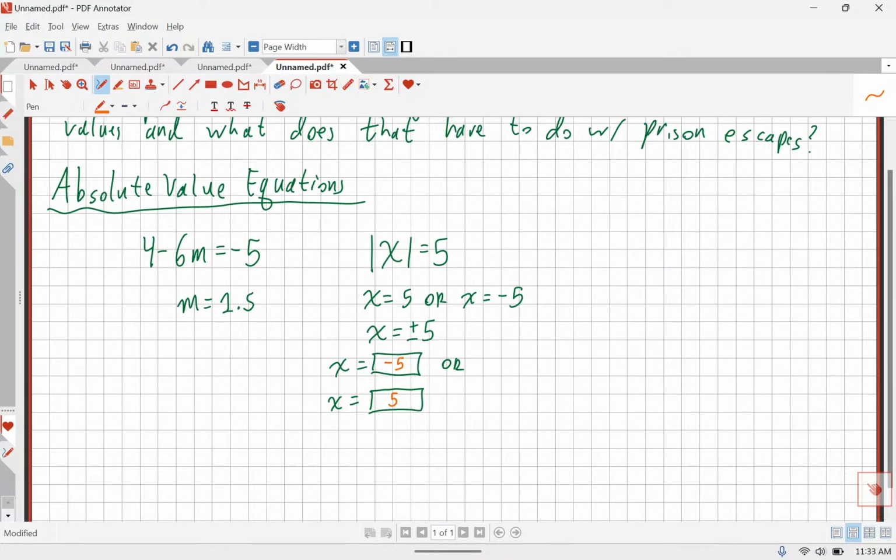What if I said the absolute value of 4y was equal to 32? The absolute value of 4 times some number is 32. What number could I be thinking of?